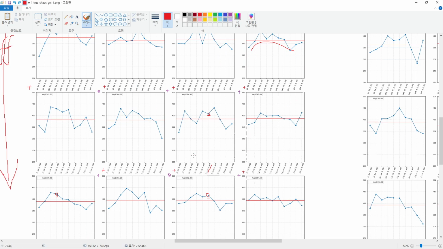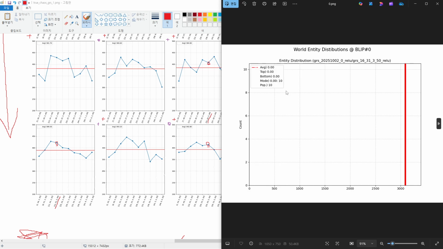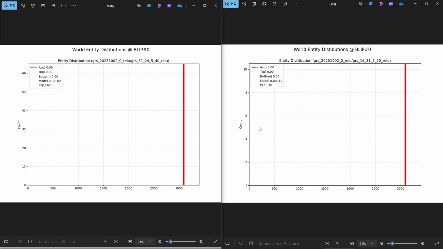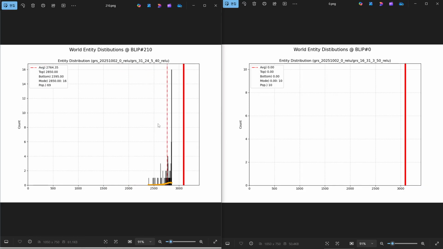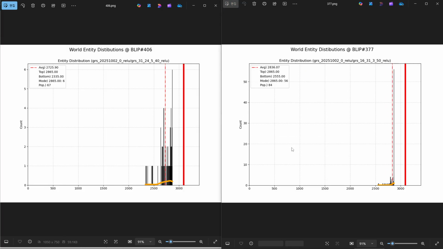Oops. Is this one 16, 31, 16, 31, 3 and 50. Yep. Let's have a look at the last one. Okay, fairly distributed. I think this is going to be more converged.